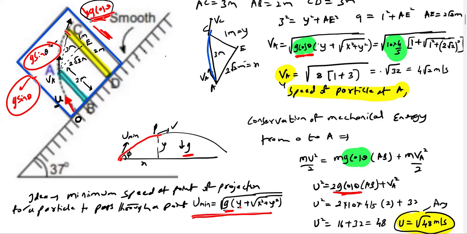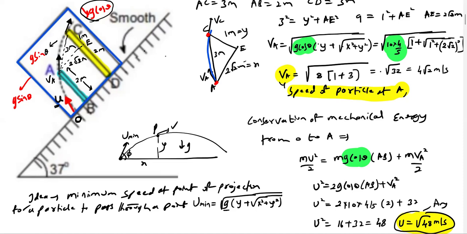What is y? Y will be the vertical separation between A and C, and we are applying this concept for A and C. Here I'm showing it. From A to C, we are applying it.